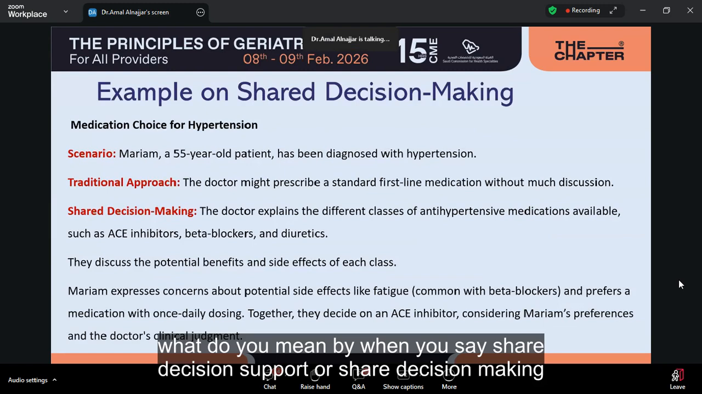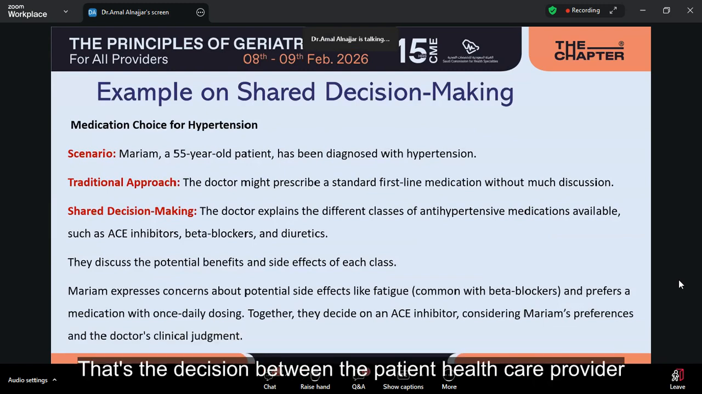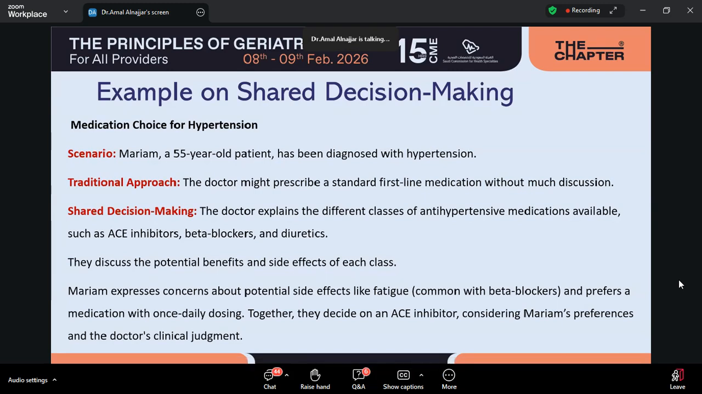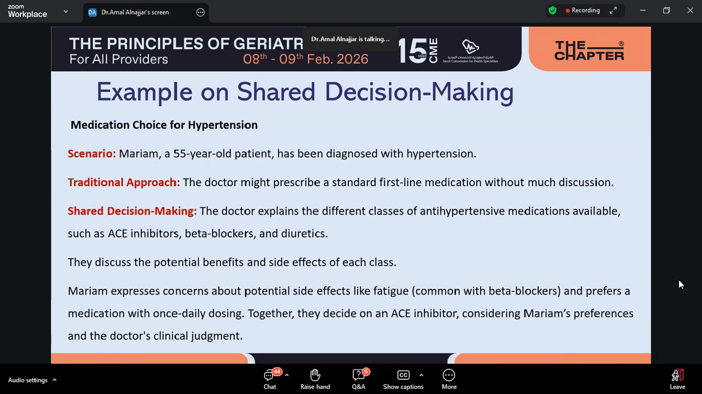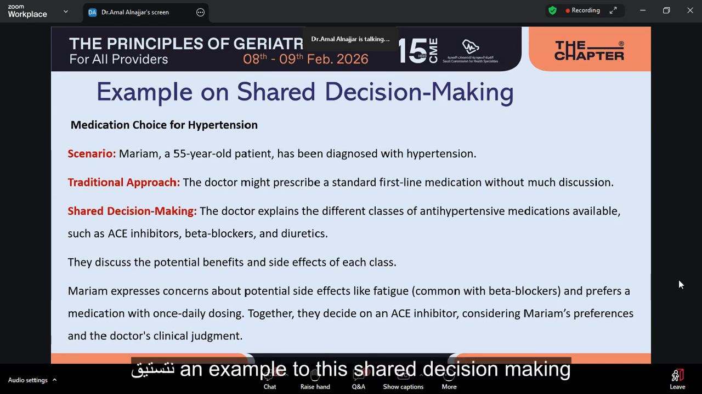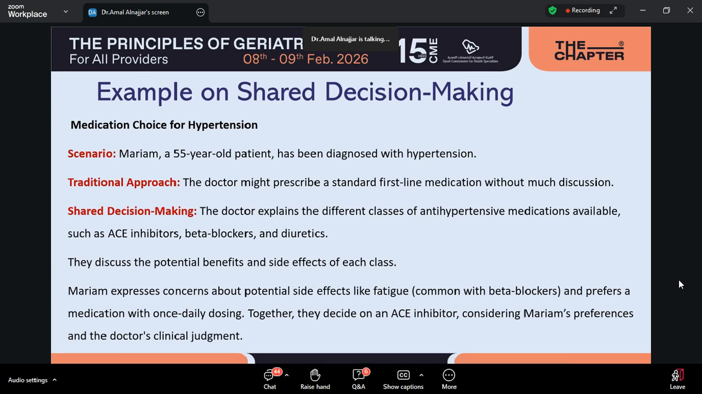Okay, what do we mean when we say shared decision support or shared decision making? That means the decision between the patient, healthcare provider, and patient carer, all of these should be shared. Let us take an example on this shared decision making.